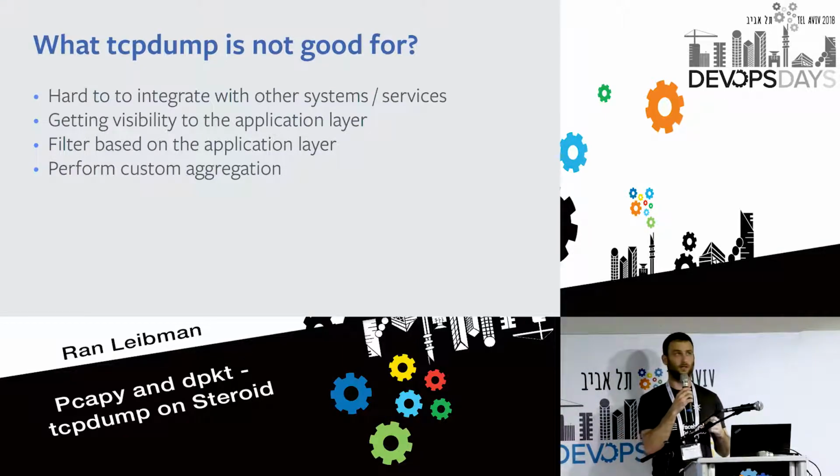Also, it's very hard to get visibility or filtering based on the application layer. So think about, I want to filter all the HTTP requests that have this method from the network stack. It's very hard because Tcpdump is only aware of the raw packets themselves. And doing any other kind of aggregation is extremely hard.